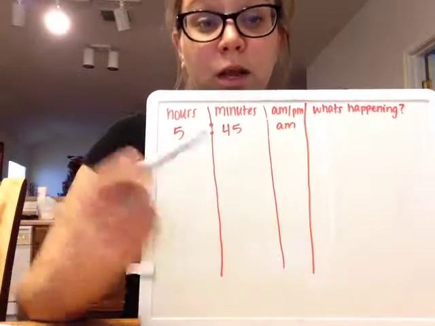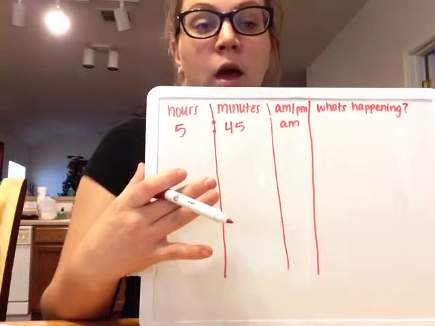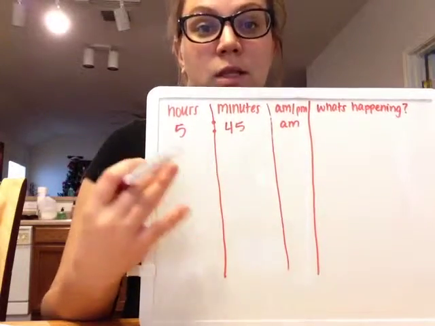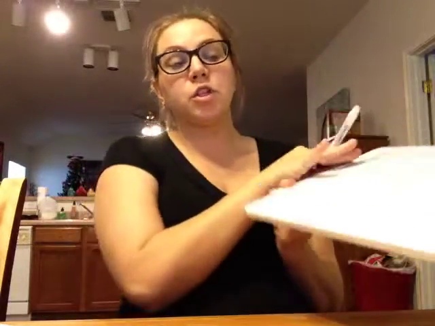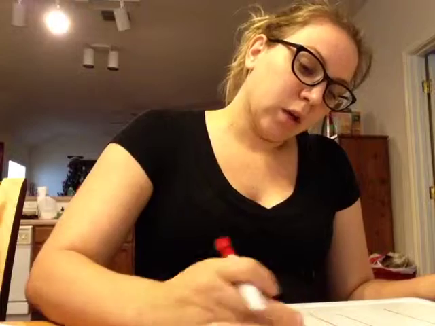So we want to get to the next hour. Right now we're at 5 hours and 45 minutes, and we know that we need 60 minutes to get to the next hour. So we're going to find the difference between 60 and 45 to see how many minutes we need to add. I'm just going to do that right down here.